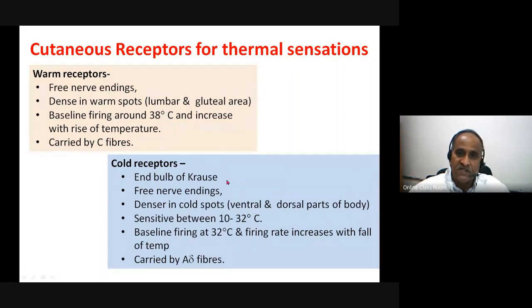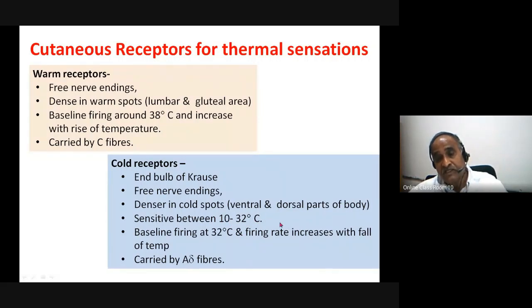The cold receptors are also known as end bulbs of Krause, and also some free nerve endings. They are denser on the ventral and dorsal aspects of the body. That is why whenever we are feeling cold, we try to cover the ventral side and the dorsal parts of the body. You start feeling cold if the temperature drops below 32 degrees Celsius. Slowly you feel maybe comfort. Then around 25 or below, it becomes cooler and cooler. At 20 degrees, you feel cold, at 15 degrees, you feel colder, and at 10 degrees, it's very cold.